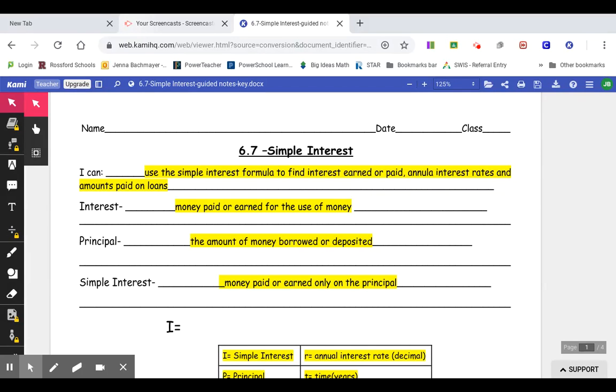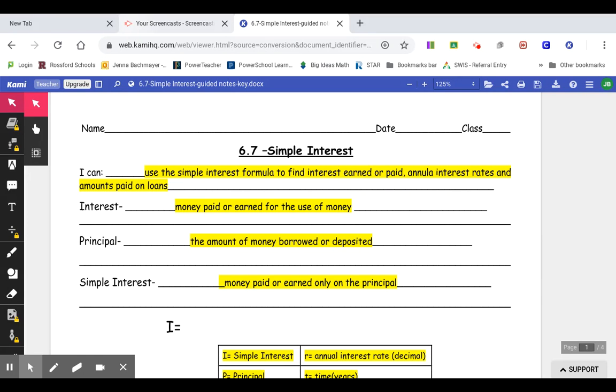Hi guys, today we are going to talk about our 6.7 simple interest notes. Our I can statement: I can use the simple interest formula to find interest earned or paid, annual interest rates, and amounts paid on loans.